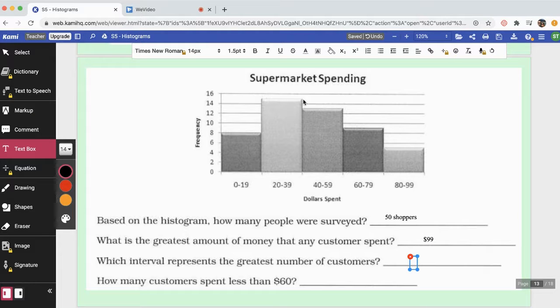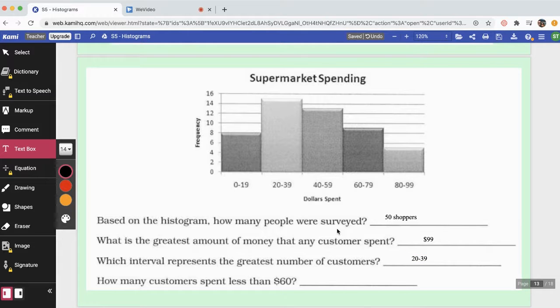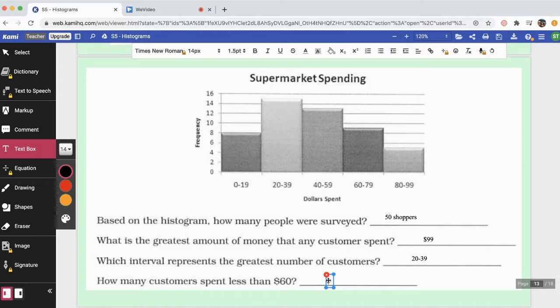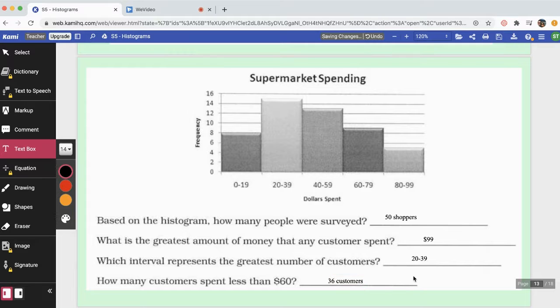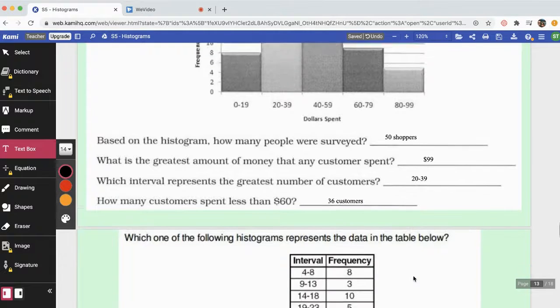Which interval represents the greatest number of customers? All you need to do is look at the one that is the highest. So the interval of 20 to 39 represents the highest number. And how many customers spent less than $60? So I look and find here's my interval of 60 to 79. So all these customers in these 3 intervals spent less than $60. So there's 13 and 15, which is 28, and 8, which makes 36. So 36 of the customers spent less than $60.